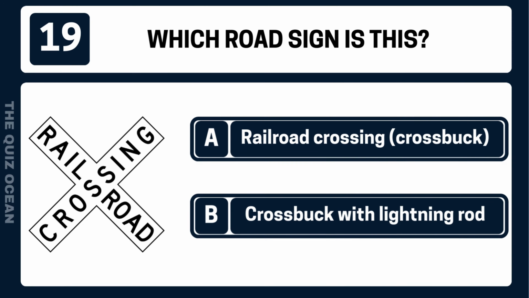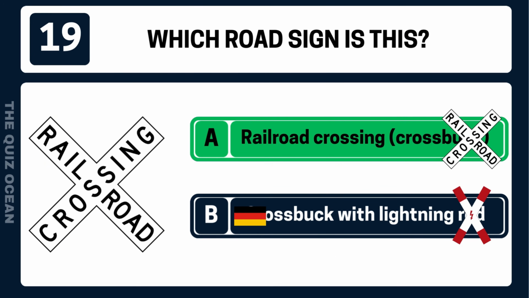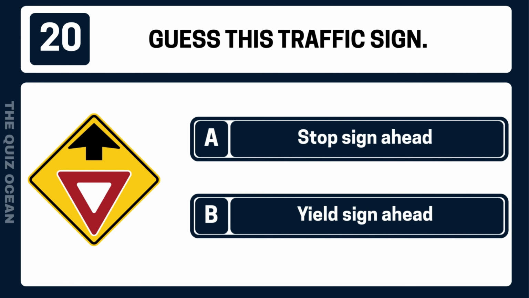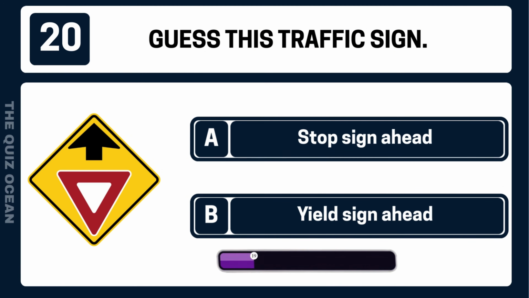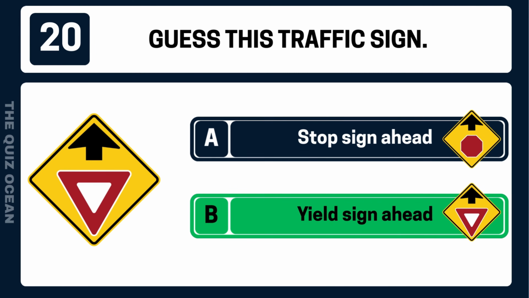Question 19. Which road sign is this? A. Railroad crossing. Crossbuck. B. Crossbuck with lightning rod. The answer is A. Railroad crossing. Crossbuck. Question 20. Guess this traffic sign. A. Stop sign ahead. B. Yield sign ahead. The answer is B. Yield sign ahead.